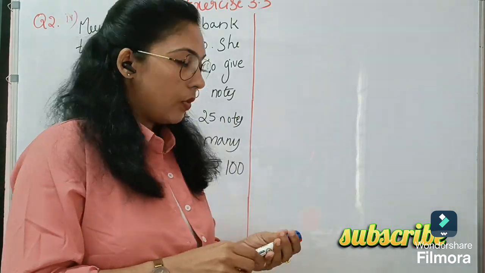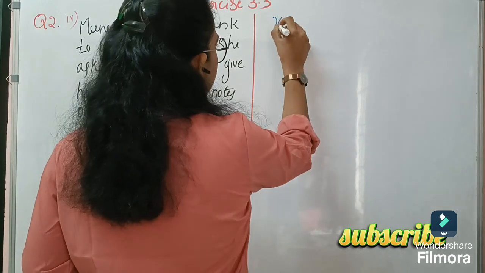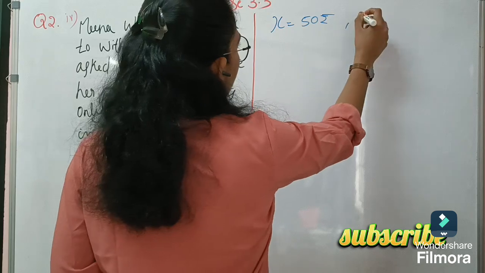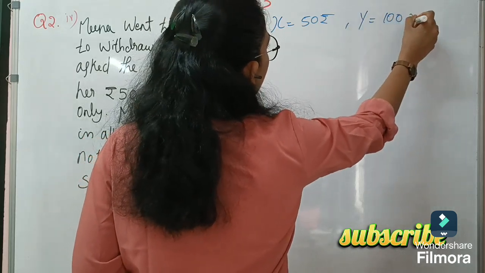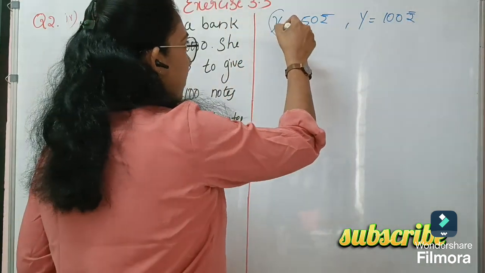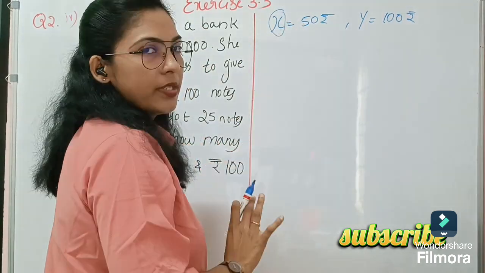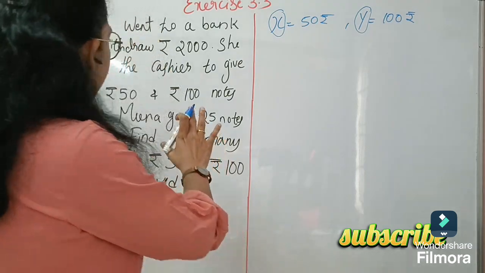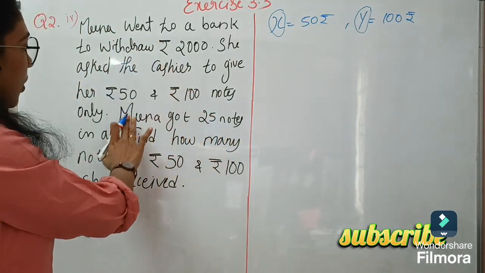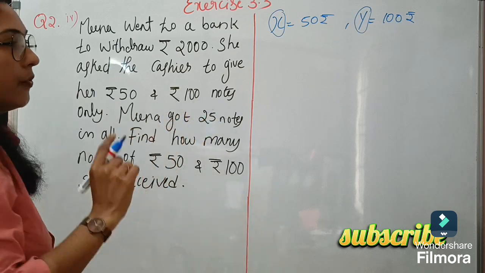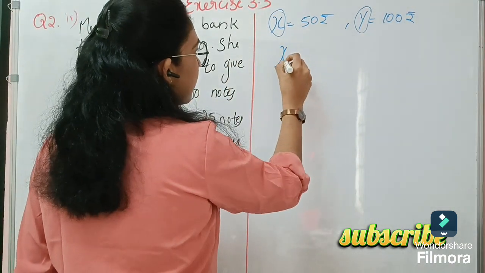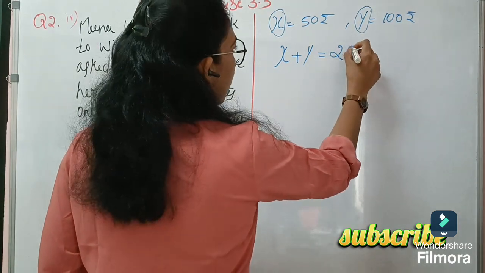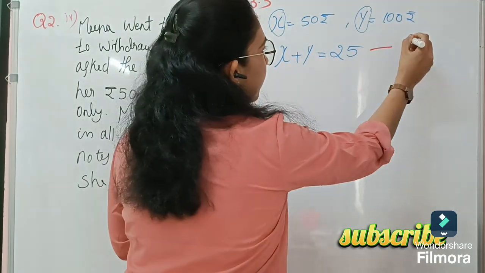So let x be the number of 50 rupees notes, and y the number of 100 rupees notes. X number of 50 rupees notes are there and y number of 100 rupees notes are there. Given that there are a total of 25 notes, which means x plus y is equal to 25. This is equation number 1.